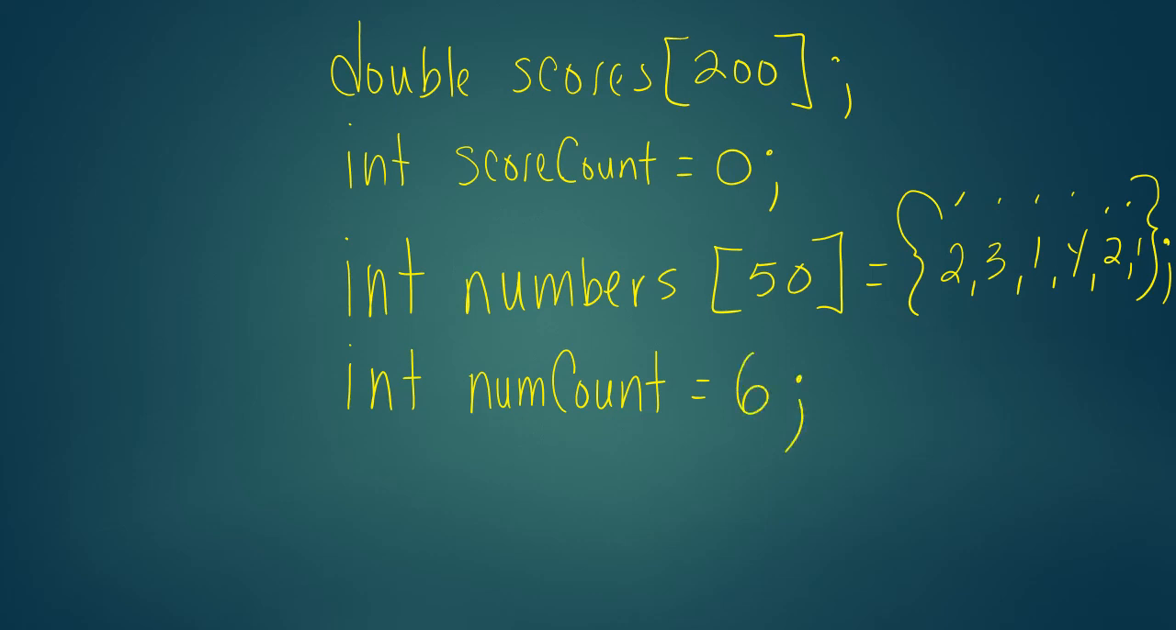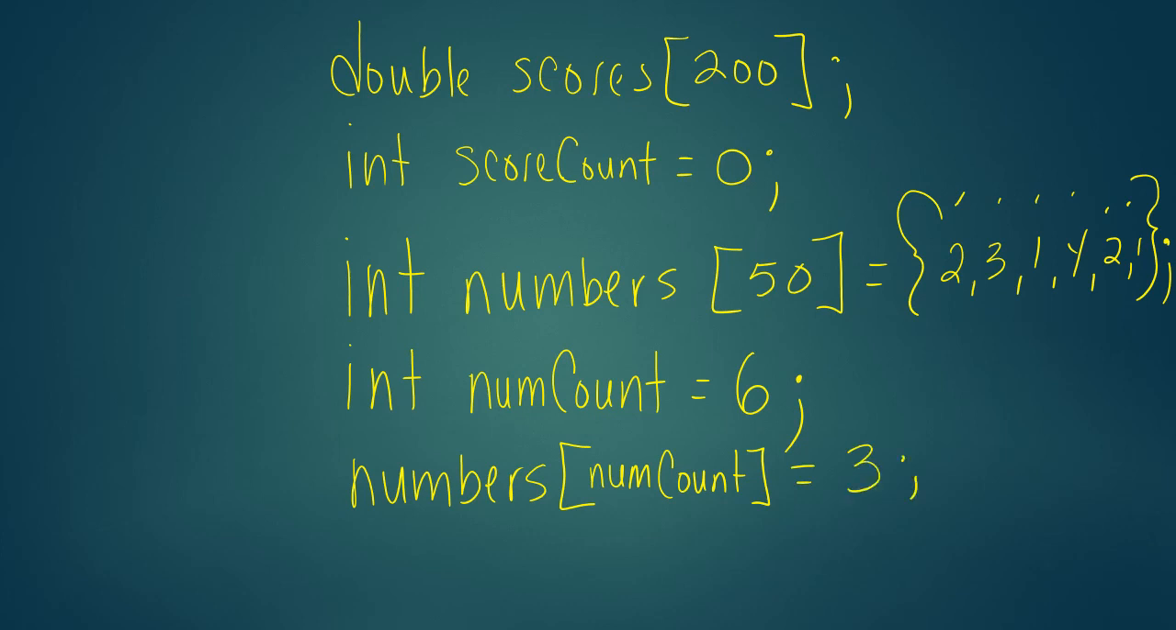If I added another number in there, so if my count is 6, and I wanted to add another number into numbers, then I could go to numbers at index num count. Because it's a 6, add another number in there, and then I would have to add one to num count, plus plus.